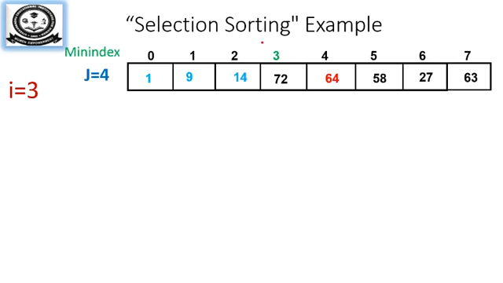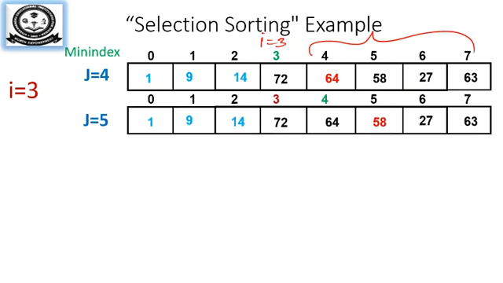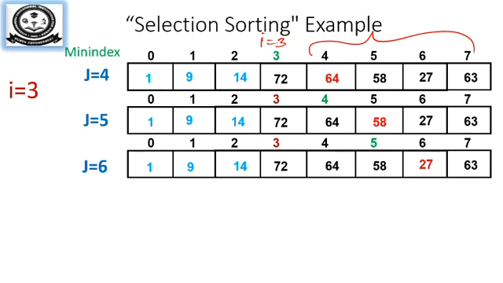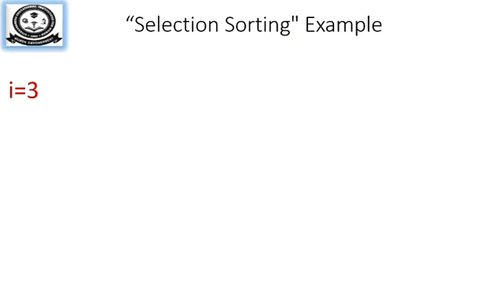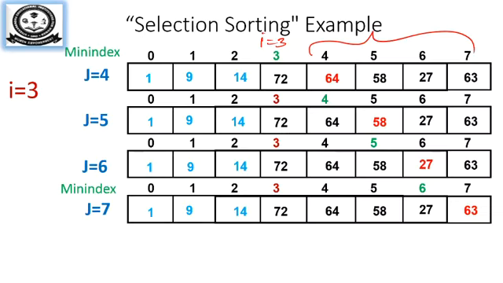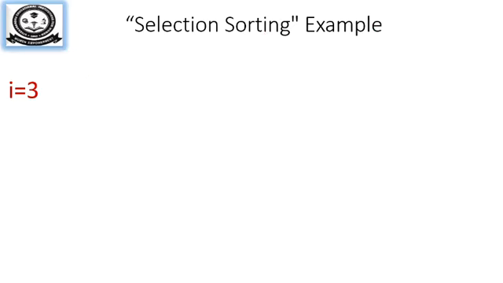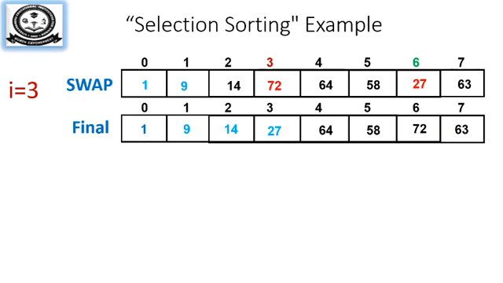Now your I will be over here, I is equal to 3, and in the J loop you have to compare with the remaining elements. So 64, is it less than 72? Yes. So min index will be updated. Again 58 is less than 64. Yes. Again it will be updated. 27 is less than 58. Yes. So it will be updated. And finally 63 will not be less than 27. So a swap happens between the 3rd position and the 6th position, between 72 and 27. After that, we'll get incremented.